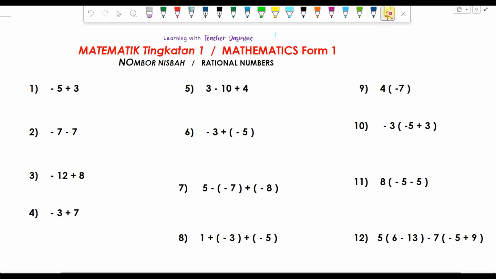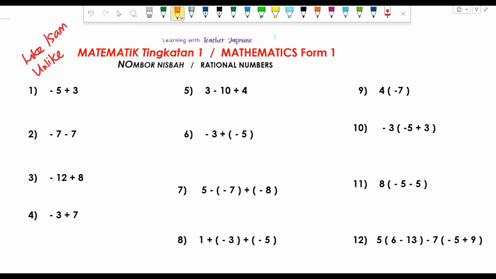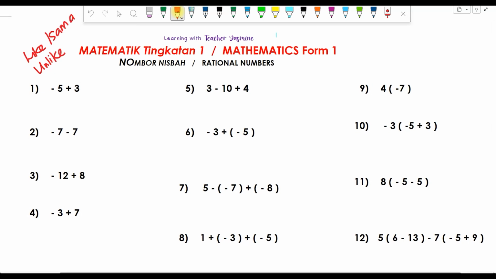Okay, so there are two ways to look at the questions. We have two things that you need to know. One is like symbols and one more is unlike symbols. Like bermakna simbol dia sama, bermakna dua-dua negatif atau dua-dua positif. Unlike means tak sama. Okay, tak sama bermakna satu positif, satu negatif. So whenever you see like symbols, that means the numbers you must add them up. If you see unlike symbols, that means the numbers kena tolak, nombor dia kena tolak.